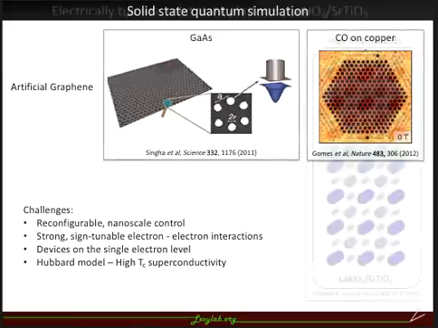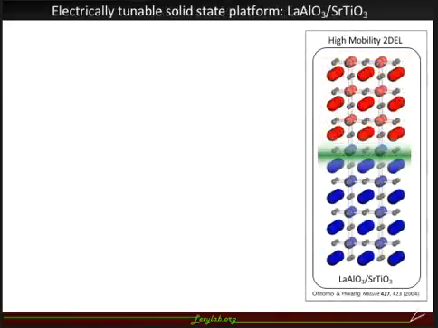We have been exploring a new platform, which is the oxide heterostructure lanthanum aluminate strontium titanate. And so it's a very exciting material. These are both insulating oxide materials, but when a thin layer of lanthanum aluminate is grown on top of the strontium titanate, there's a high mobility two-dimensional electron liquid that forms at the interface between these two materials.